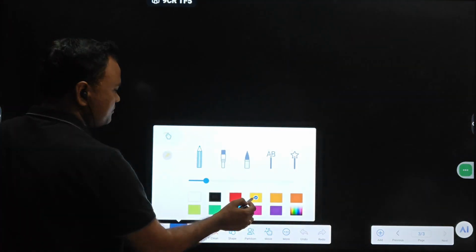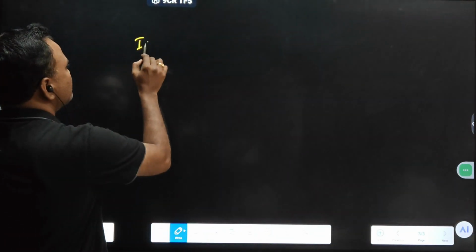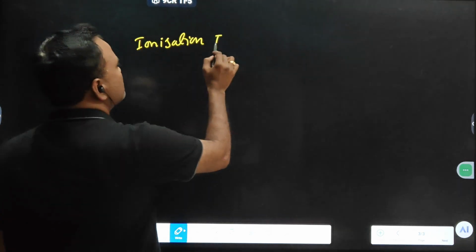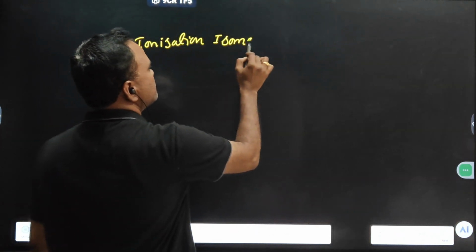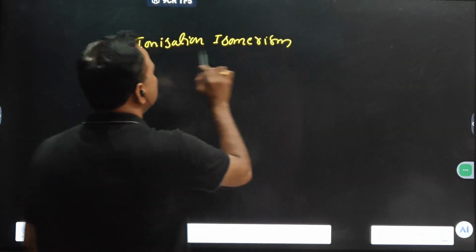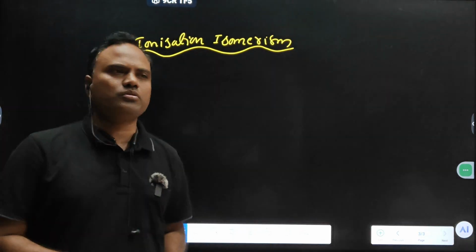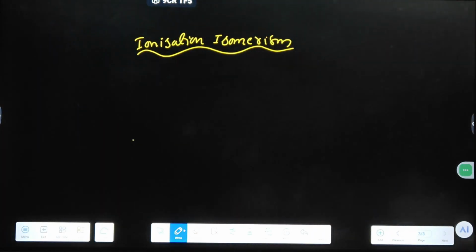Ionization isomerism. First I'll explain an example, then I'll go to the definition. What is ionization isomerism?